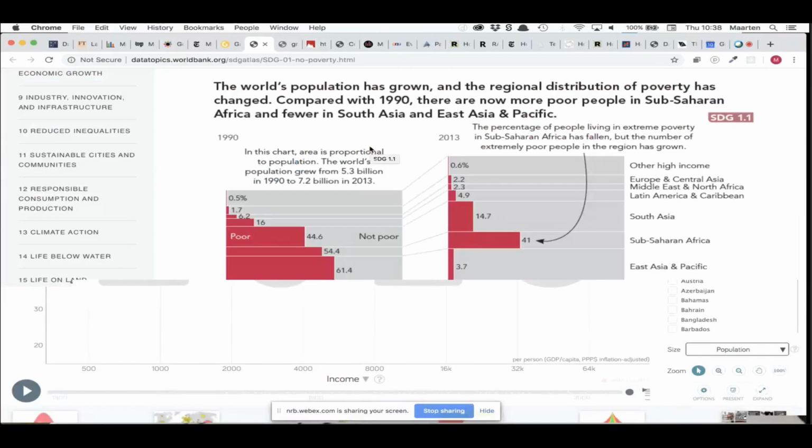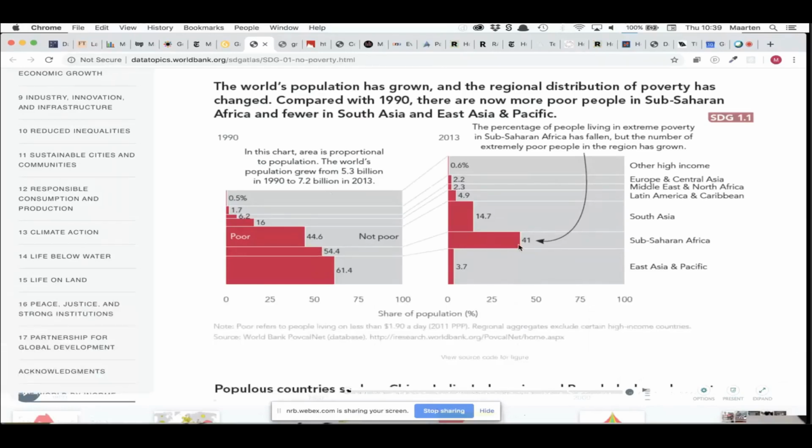This is a visualization produced by the World Bank, and it is used to show the share of poor people in different continents or different regions in the world for two moments in time. On the left we have 1990, and on the right we have 2013. If we check the bar for sub-Saharan Africa, which is the second one from the bottom, we can see that the share of poor people was 54.4% in 1990, while it was 41% in 2013. So the share of poor people went down.